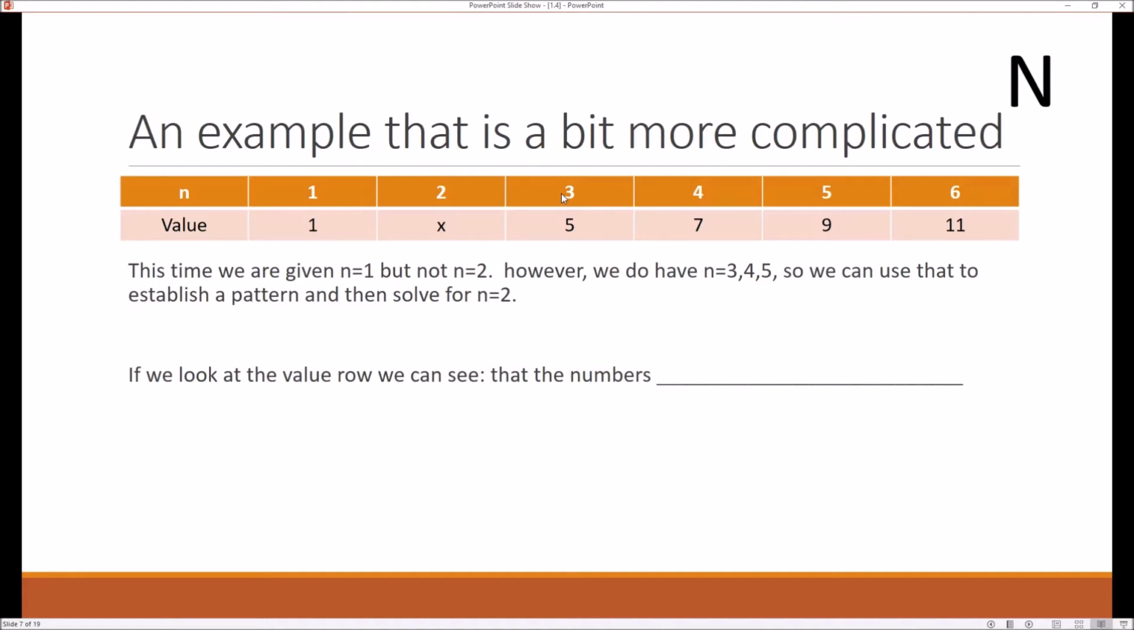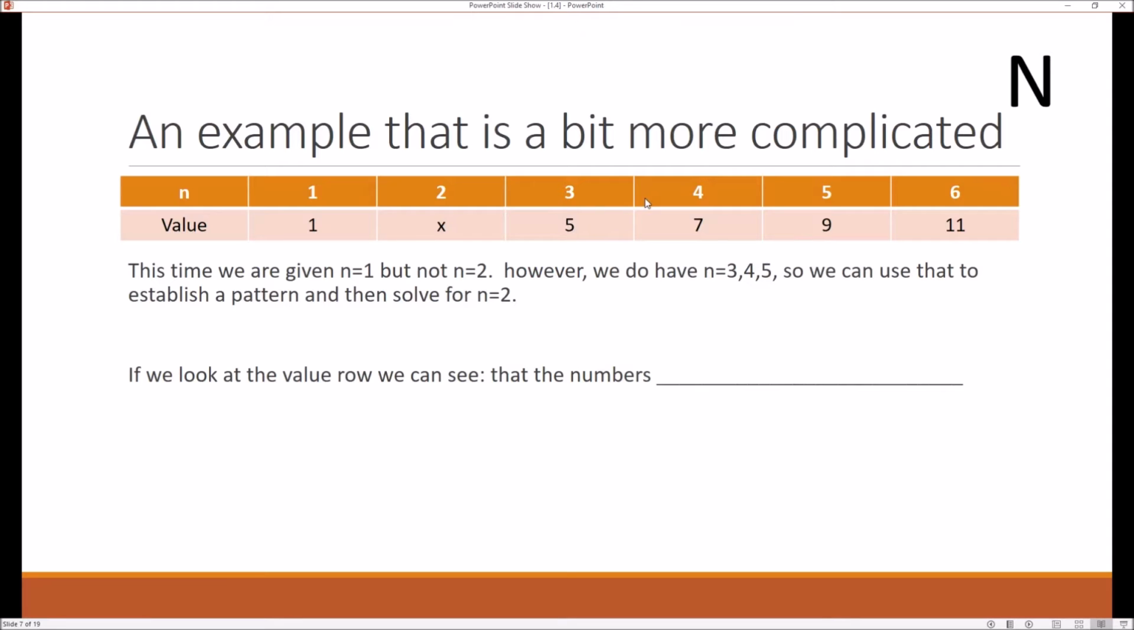So let's start at 3. Is there any way to get from 3 to 5? Well, I can add 2. So let's see if that works for 4. If I start at 4 and I add 2, I don't get 7 though. So let's go back to 3 and see what else we can do to generate 5 when n equals 3. So if I do 2 times 3, I get 6. If I subtract 1, I will get 5.